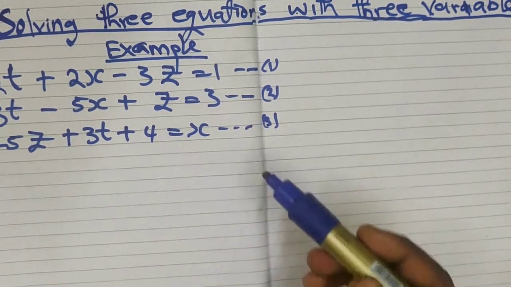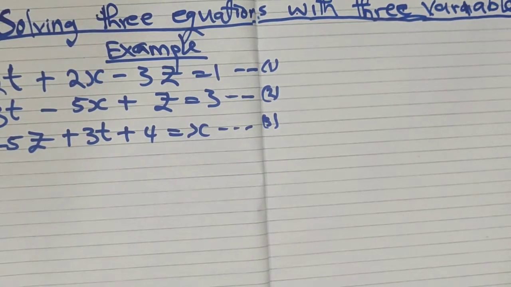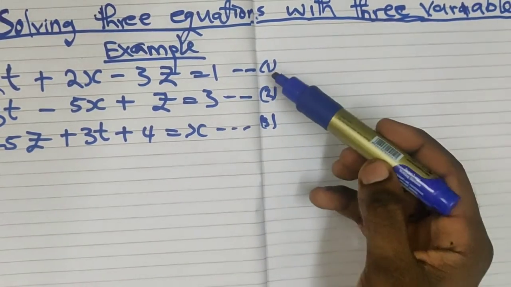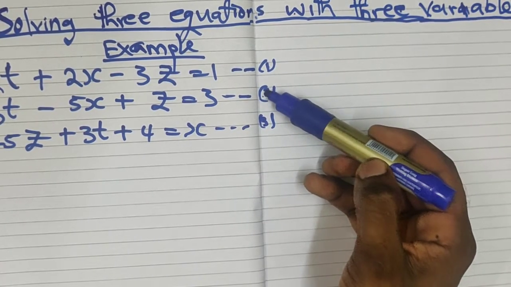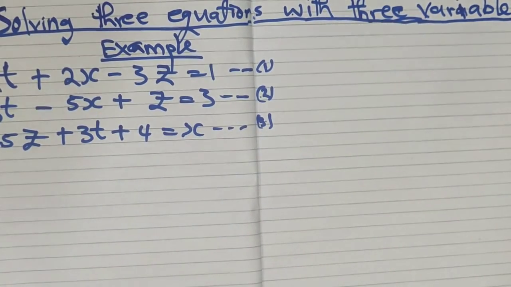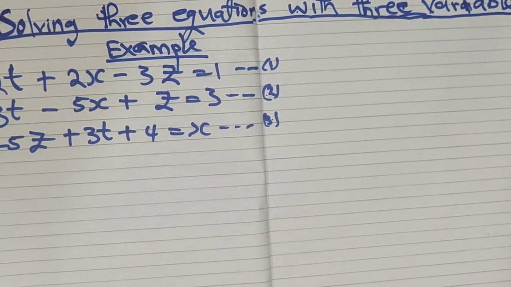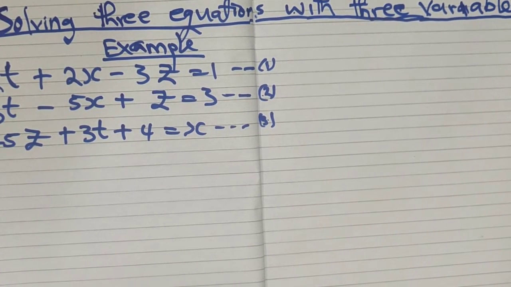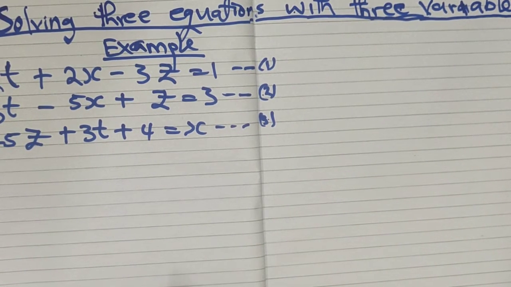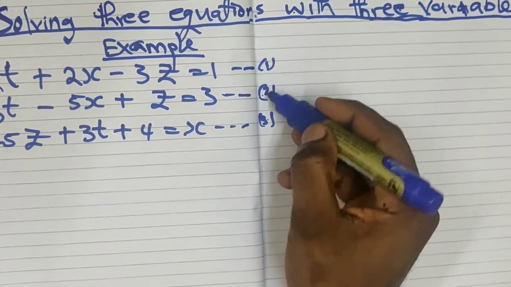So when you are solving three equations with three variables, what we need to do is you solve for equation 1 and 2, then you later solve for equation 2 and 3. So what we are actually doing here is looking for a way we can come out with two equations. Then we eliminate one of the variables, and we solve for two variables. So let's solve for equation 1 and 2.